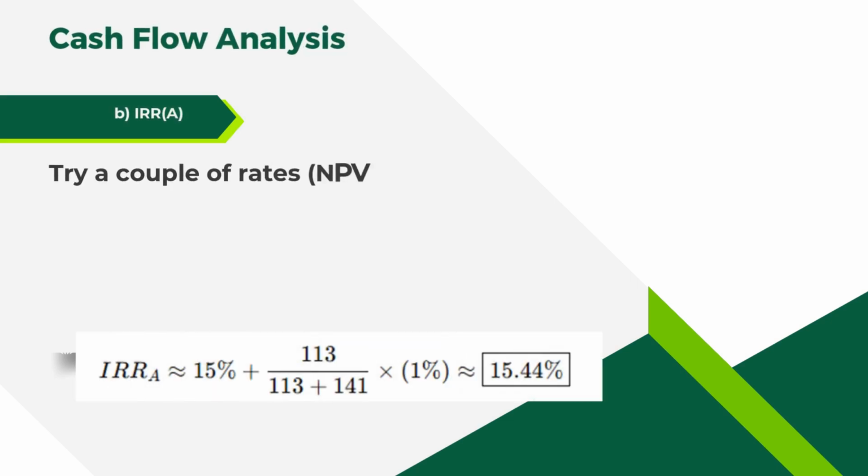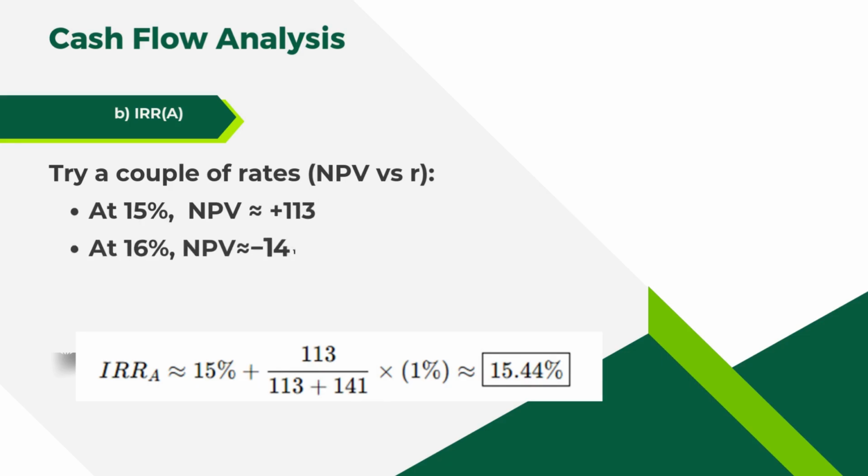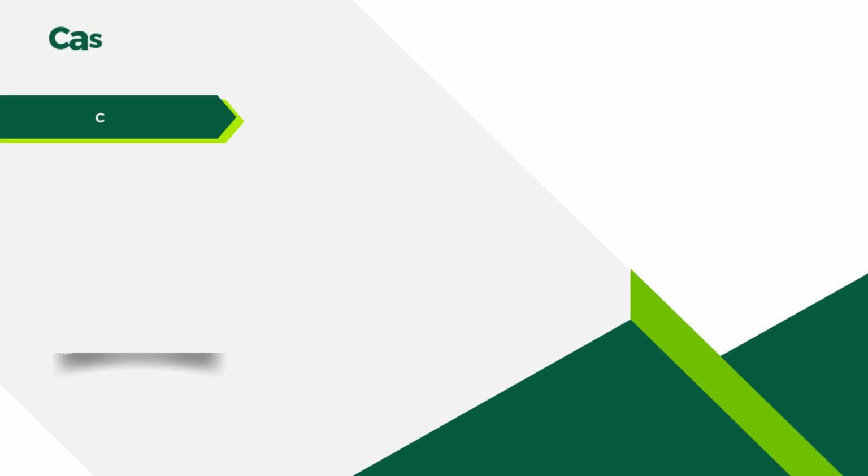B, IRR A: try a couple of rates. NPV versus R. At 15%, NPV approximately equals plus 113. At 16%, NPV approximately negative 141. Interpolate: IRR equals 15% plus 113 divided by 113 plus 141, times 1%. IRR equals 15.44%.